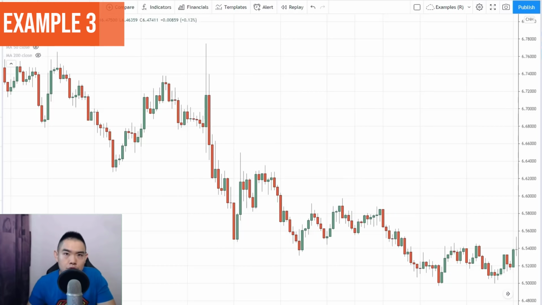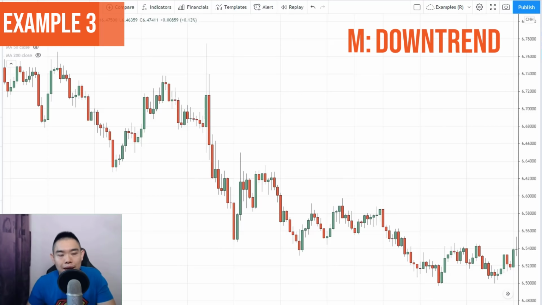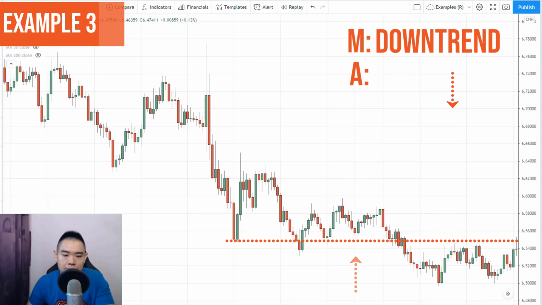So again, market structure, you can see this time around, it's in a downtrend. Okay, so market structure is down. Area of value. Okay, so this one is interesting stuff, because if you look at this area of value, you will realize that the market has retested previous support, which became resistance, and possibly at this area of resistance again. So area of value and resistance.